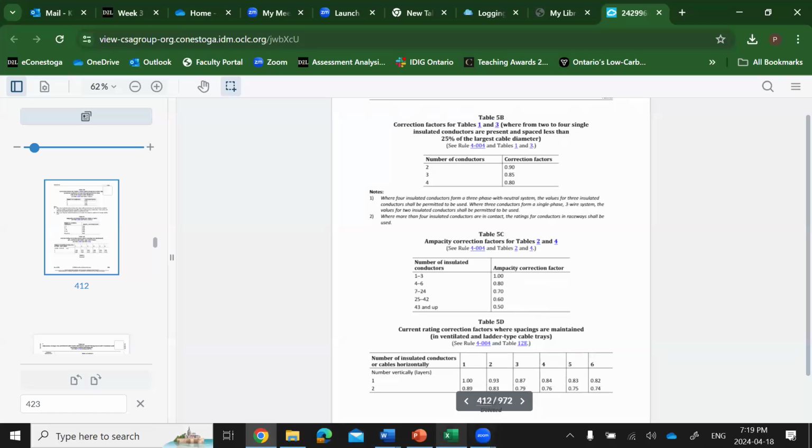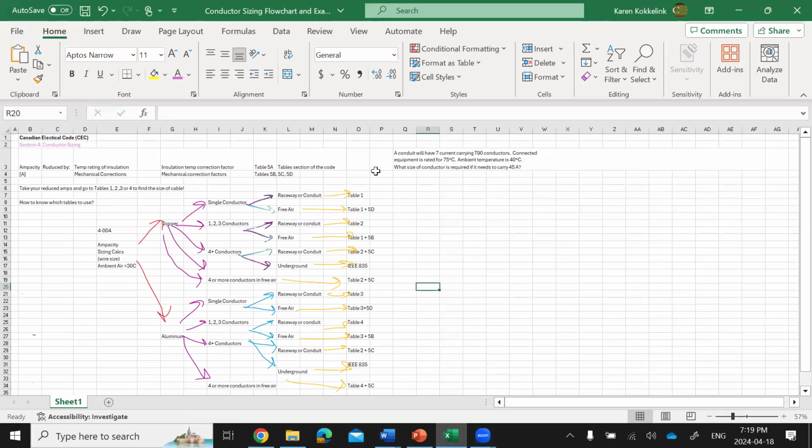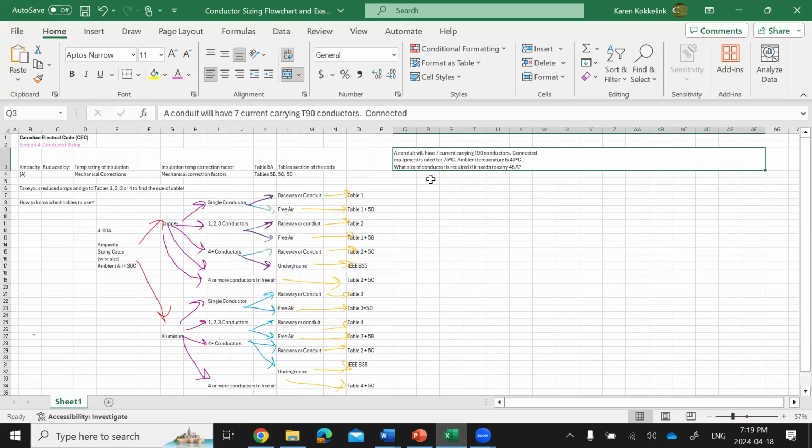So let's do an example. Here's an example. A conduit will have 7 current carrying T90 conductors. Connected equipment is rated for 75 degrees Celsius. Ambient air temperature is 40 degrees Celsius. What size of conductor is required?